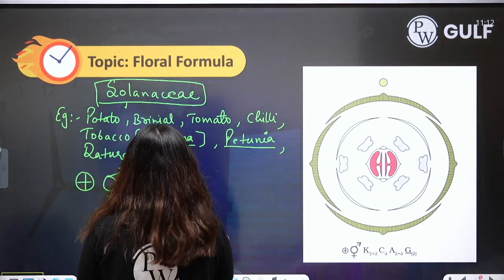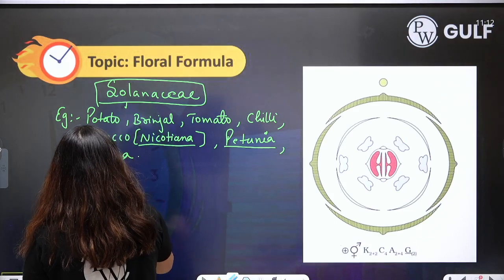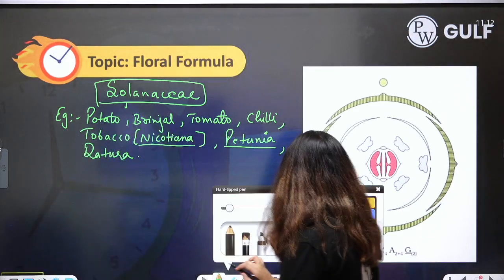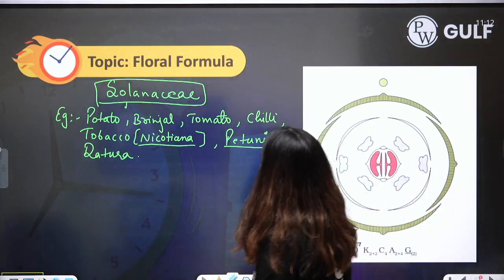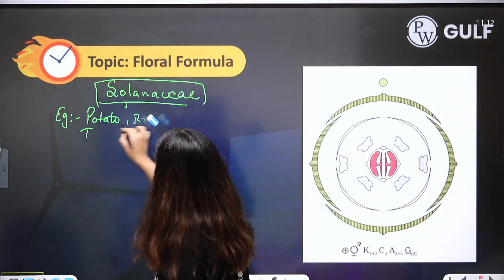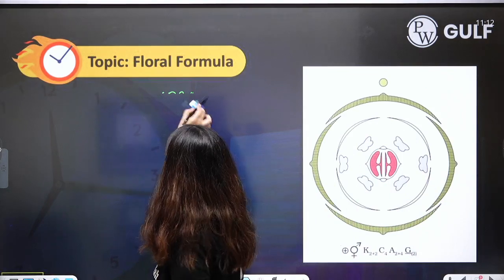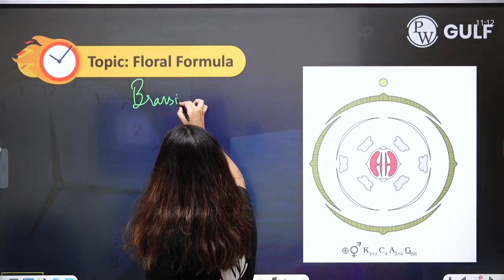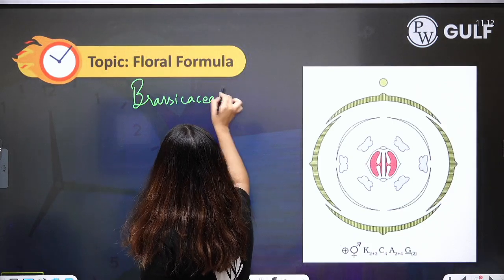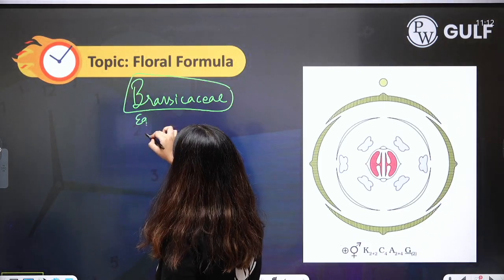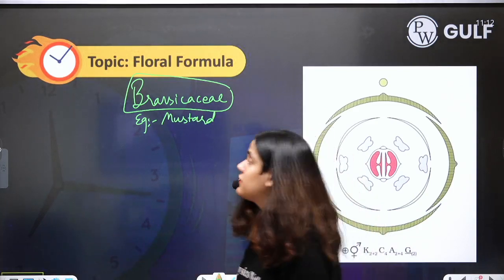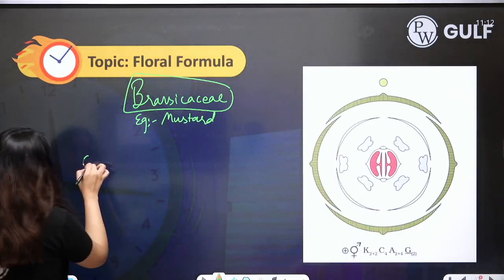Okay, this is basically the Brassicaceae family. I thought the Solanaceae family was next, but I did not see that this was the Brassicaceae family. So we will write Brassicaceae family here. This is the formula of the Brassicaceae family. Example of the Brassicaceae family, as all of you know, is mustard. The formula is this.